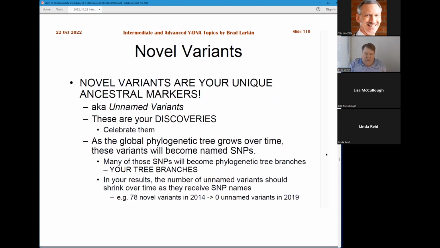Novel variants is a feature such as Big Y. These are your unique ancestral markers. They're the name that has been changed from. They've also been called unnamed variants. These are your discoveries. We should celebrate them.